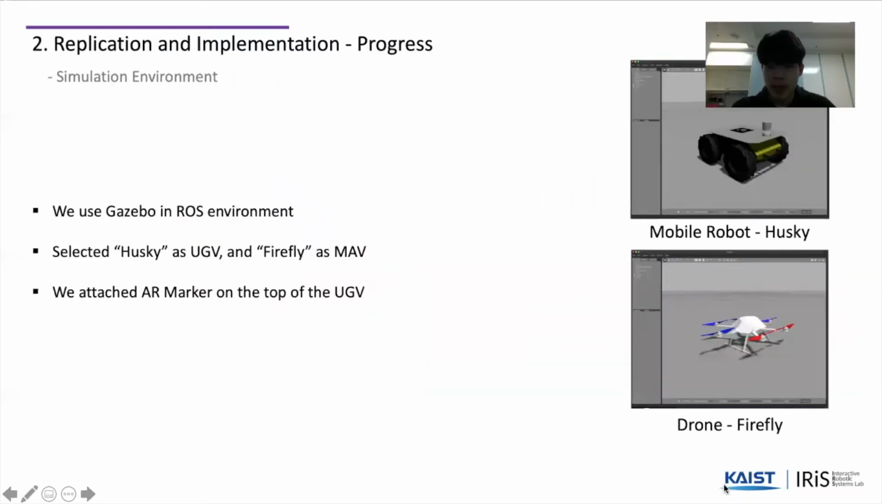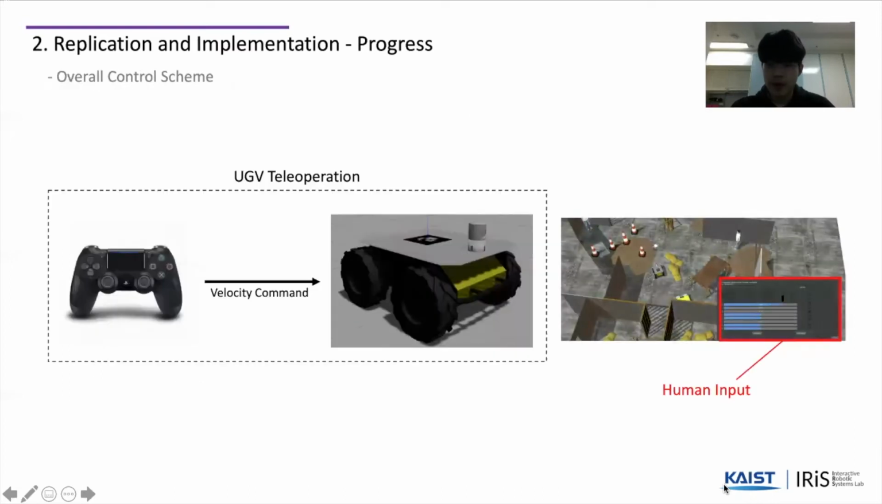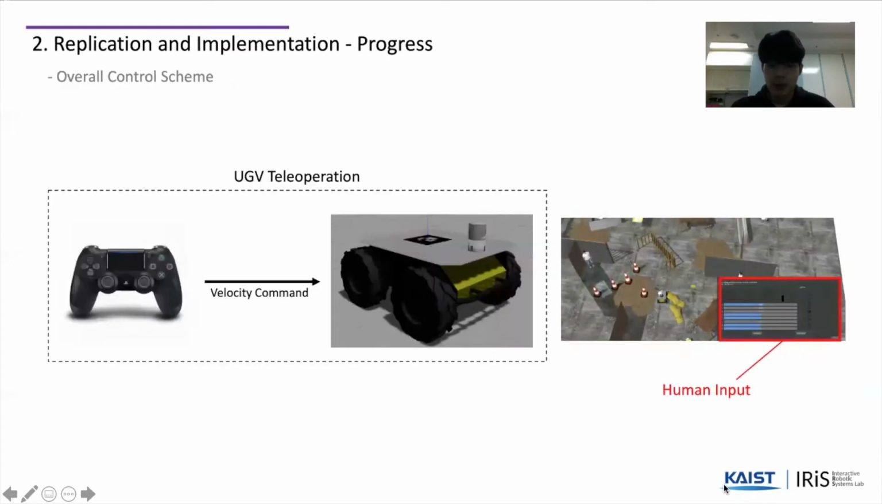To replicate our paper, we use ROS and Gazebo. We select a mobile robot called Husky as the UGV and a drone called Firefly as the MAV. And we attached an AR marker on the top of the UGV. We use various sensors, camera and LiDAR. We control the UGV by giving velocity commands as human input through a wireless controller.